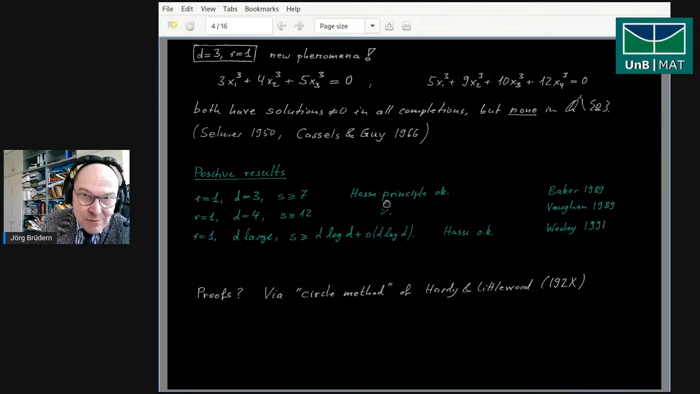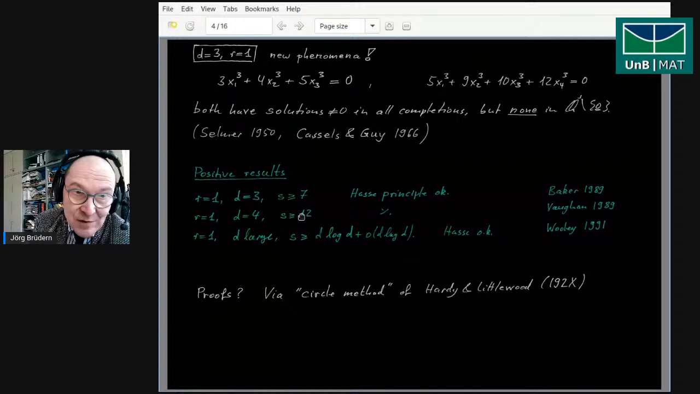Actually, in a very neat form, there is always a solution, and the Hasse principle is trivially true. When the degree is 4, I need 12 variables to see that the Hasse principle is okay. But this time it's not of this style, that all equations in 12 or more variables will have solutions. There could be obstructions in the two-adic field. This is implicitly known by a paper of Bob Vaughan in 1989.